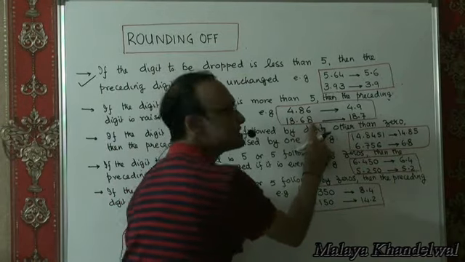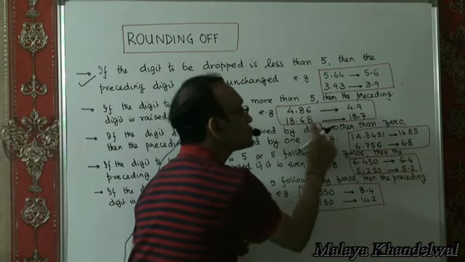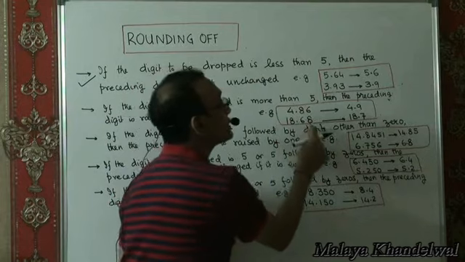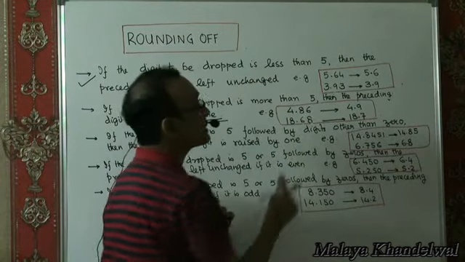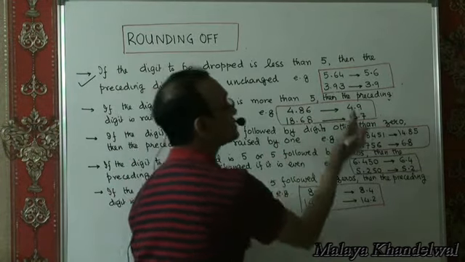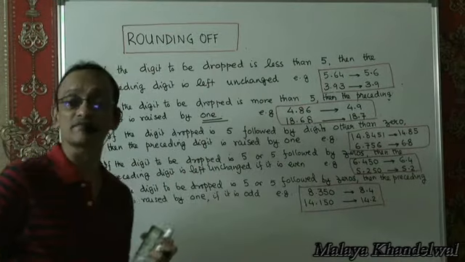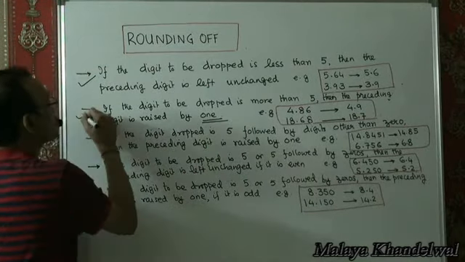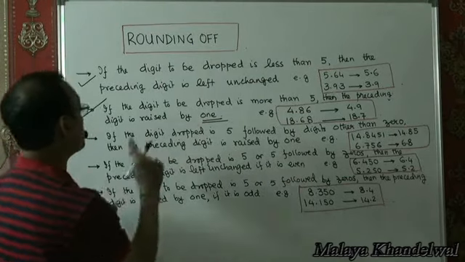In 18.68, I'm going to drop 8. Now 8 is more than 5. The number preceding 8 is 6, and it would be raised by 1. It will become 18.7, right? So that's rule number 2. Let's look at rule number 3.